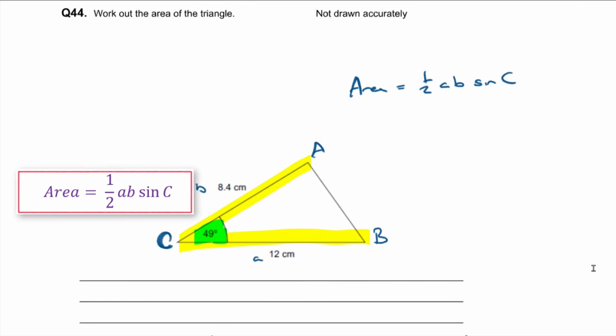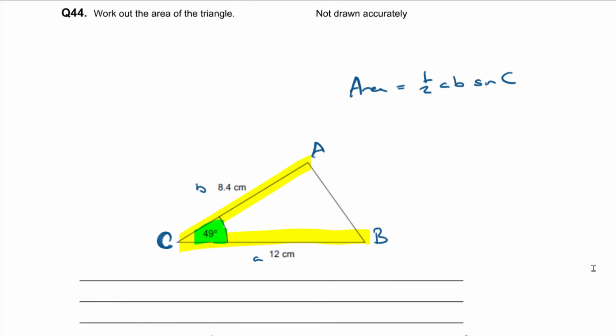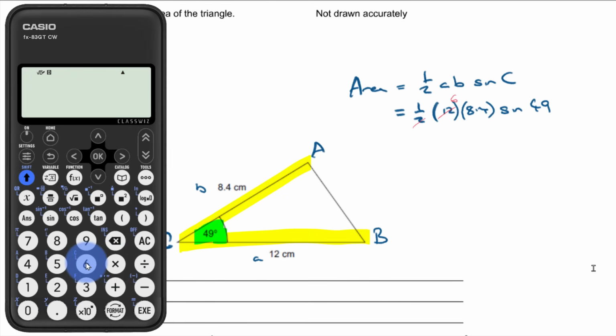Okay, so here I'm going to get area equals a half times a, which is 12, times b, which is 8.4, times the sine of C, which is 49. Right, so I might just halve that and get 6, just to make things a little bit easier to type in. So 6 times 8.4 times the sine of 49. That is 38.0.